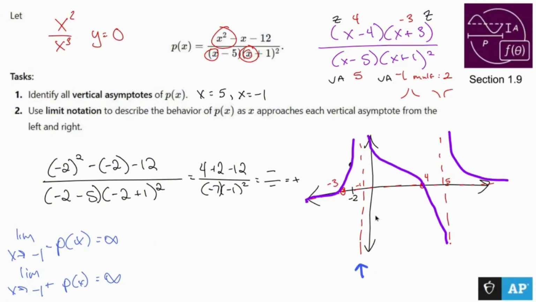Now my other vertical asymptote is 5. The limit as x approaches 5 from the left has me dipping down to negative infinity. And as I go to 5 from the right, I'm going to positive infinity. Very tricky problem, very complicated. But it's done.